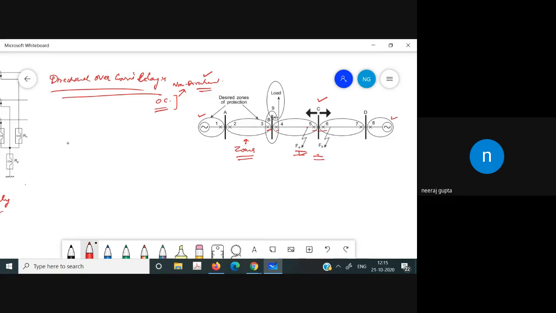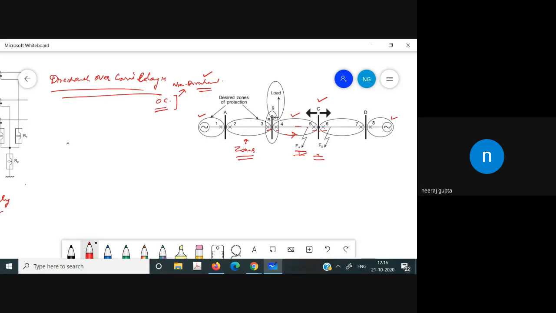So this overcurrent relay should operate only within the desired zone. It is desired that for a fault in this line, 4 and 5 will operate. However, for the non-directional overcurrent relay, 3 and 6 will also operate, which is not desired, and as a result the desired zones are not generated. That is, 3 and 6 are also tripped, so the desired zones are not operated.